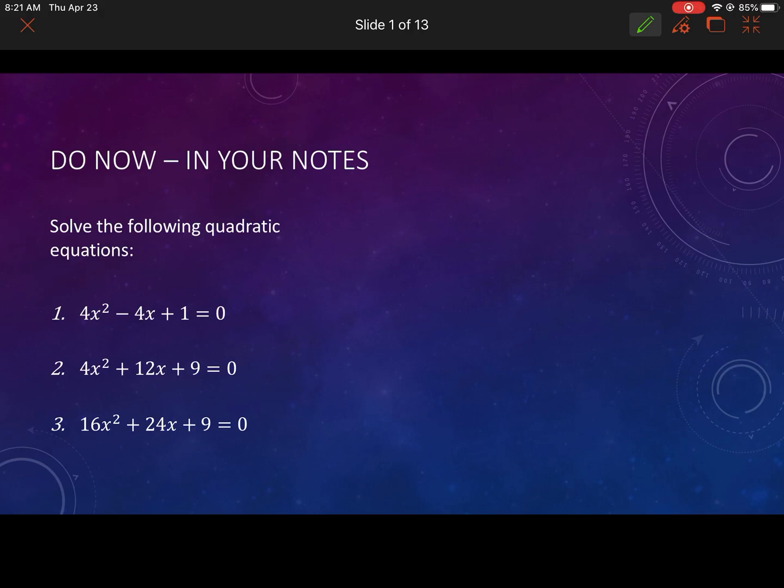However, today we're going to talk about, well, what do we do if it's not factorable? What are we supposed to do? How do we handle that? Which, to be honest, is kind of the more common scenario.